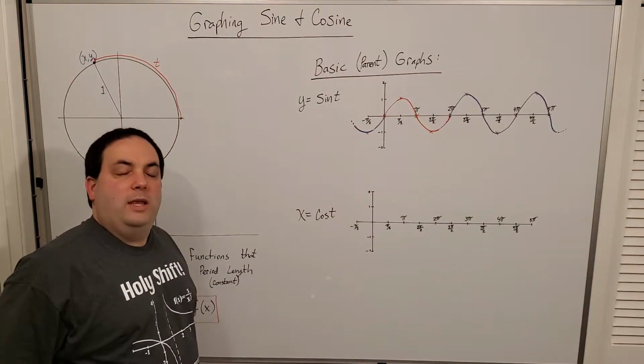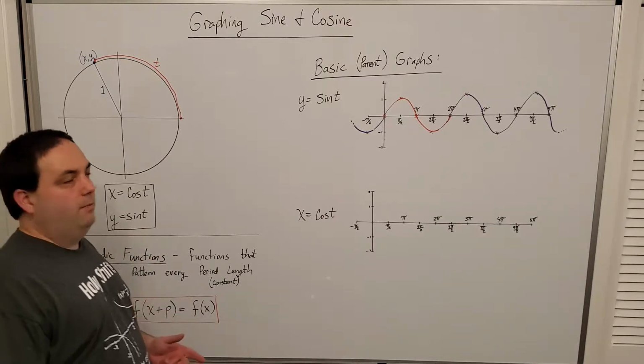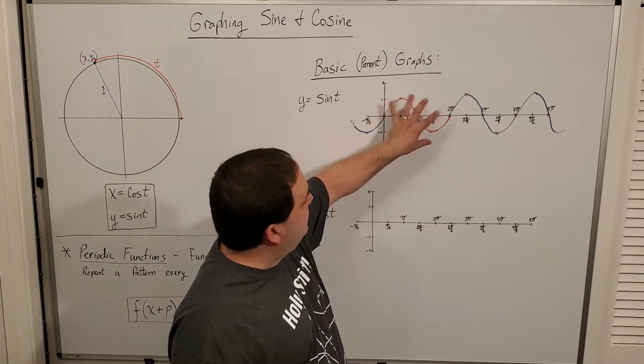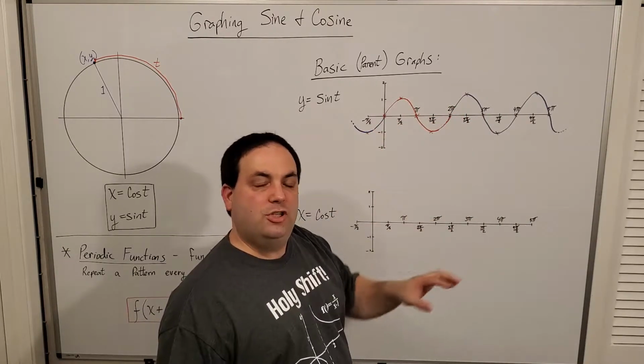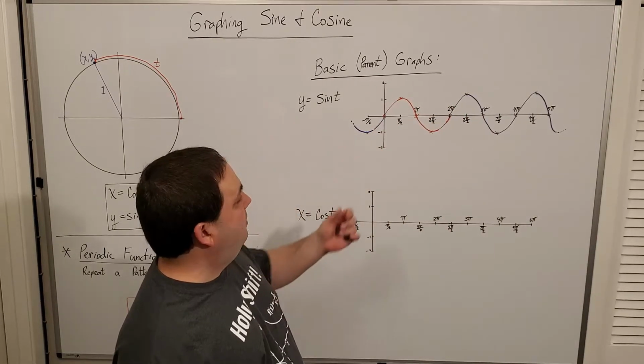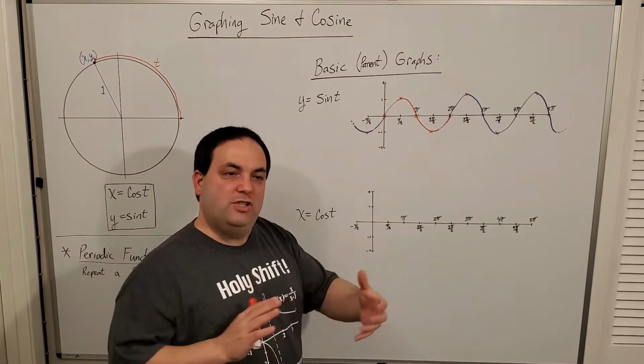This is what we call a periodic function. A periodic function is something that takes a section and literally repeats that same section over and over and over again. And the section is a constant piece. It never changes in length.